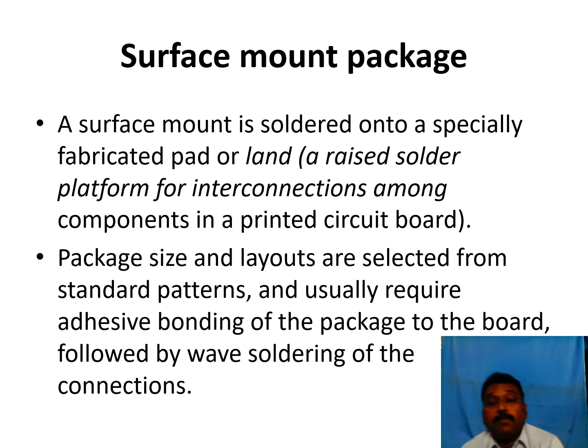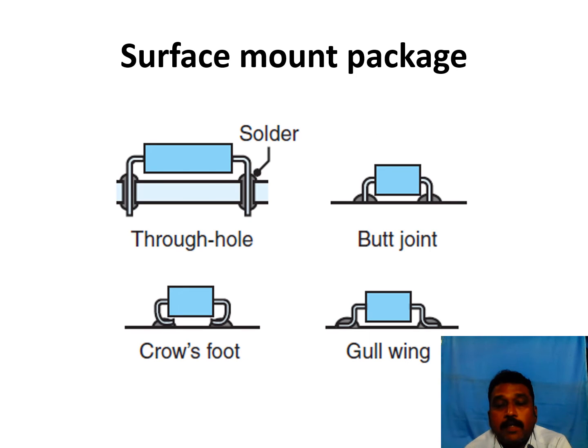And then the surface mount package, which is soldered onto a specially fabricated pad or land. The package size and layouts are selected from standard patterns. You can see various forms of the surface mount package: through hole, butt joint, crow's foot, and gull wing, showing how the surfaces are mounted.